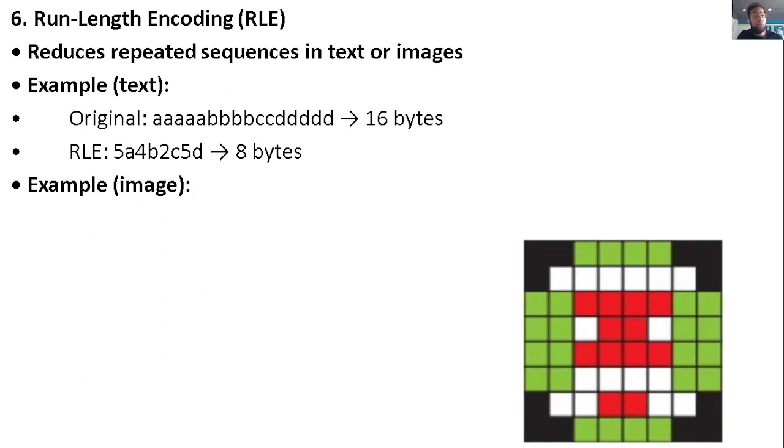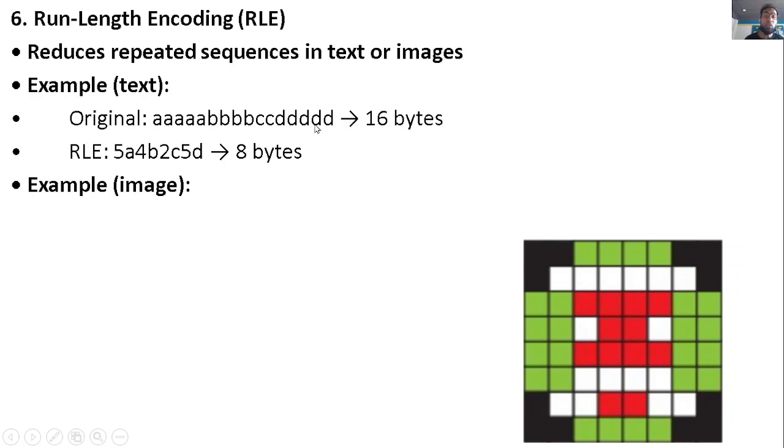Okay, run length encoding reduces repeated sequences in text or image. For example, what does run length encoding do? It reduces the repeated sequences. For example, there is a text compression. This is the textual data and we are compressing it. This data is 16 bytes. There are 5 A's, 4 B's, 2 C's and 5 D's in it.